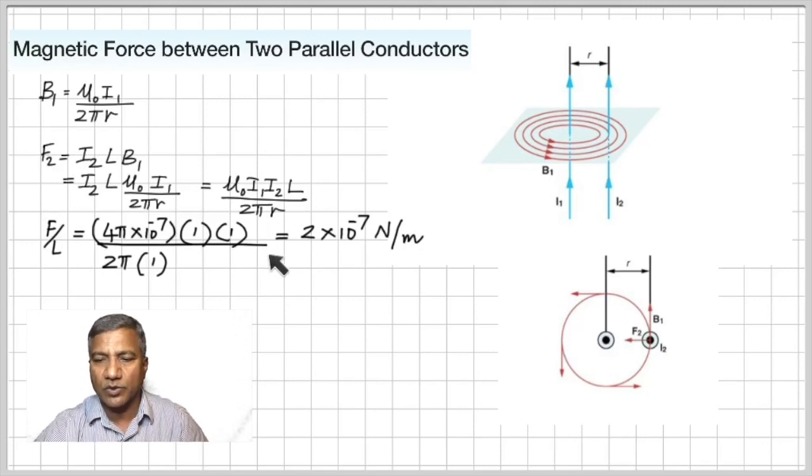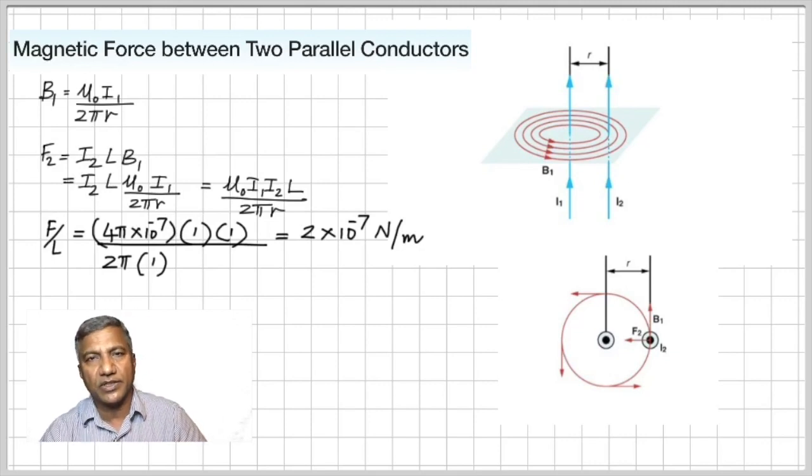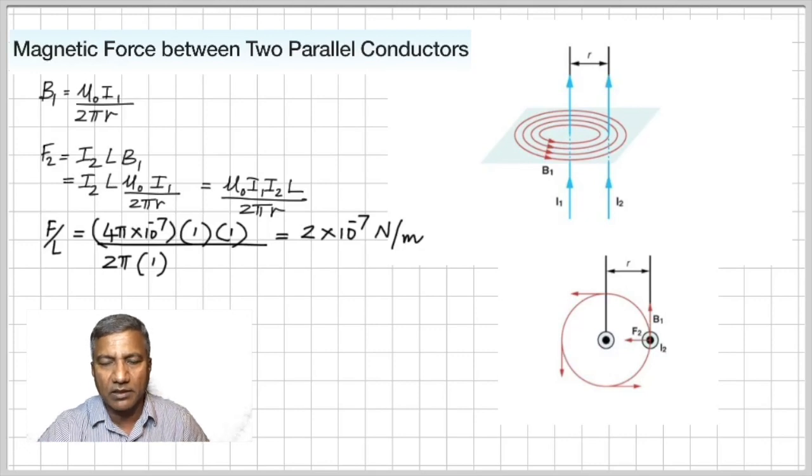So let's say we're trying to find the force on the second conductor. In that case, L would be the length of the second conductor. I1 and I2 are the currents in these conductors. Mu naught, as before, is the permeability of free space, and little r is the distance between the two conductors.